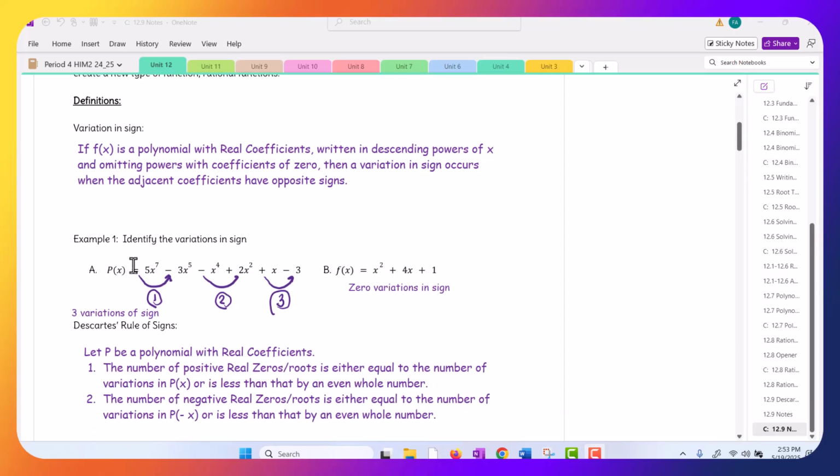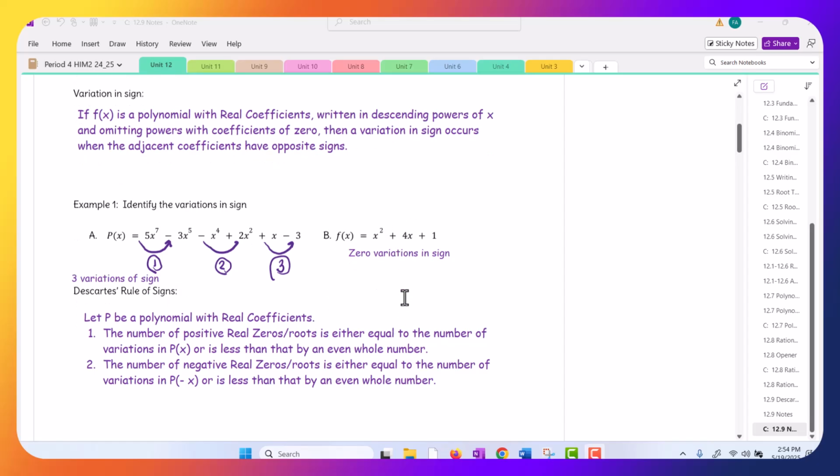So in this first one, we see we have a change, no change, a change, no change, and a change. So there are 3 variations of signs. It is possible not to have any variation of signs, like the second example.